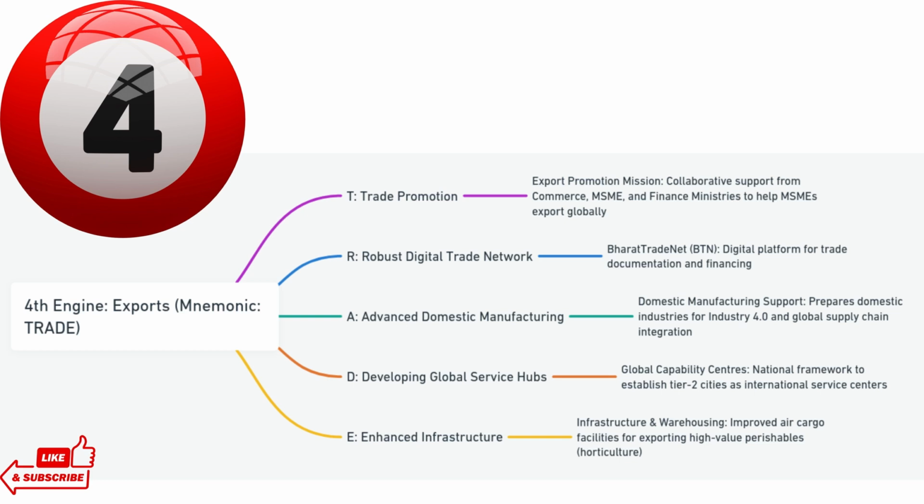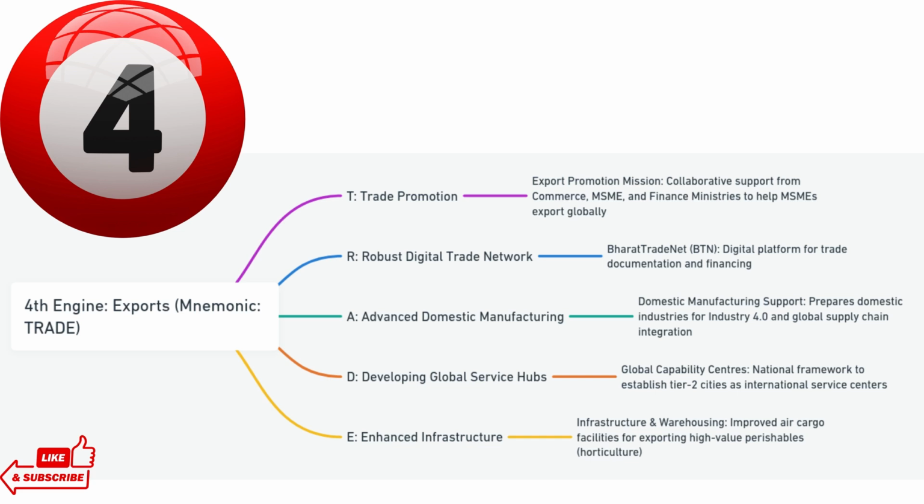D. Developing global service hubs. The government will establish global capability centers in Tier 2 cities under a national framework. These cities will become international service hubs for outsourcing, IT services, consulting, and back-end operations. This means cities like Indore, Coimbatore, and Lucknow could soon become global service centers. Big IT और consulting projects सिर्फ metro cities तक नहीं, smaller cities तक भी पहुंचेंगे.